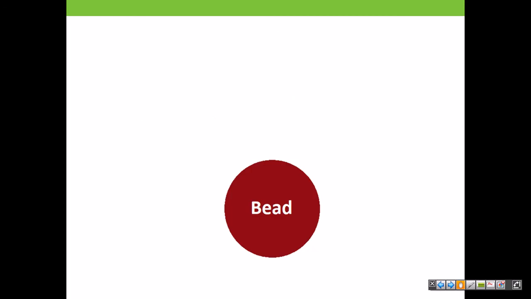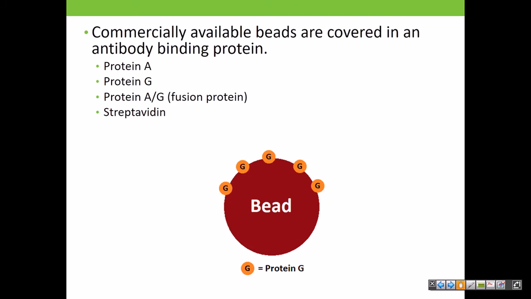Okay, so what does the IP look like? Hopefully my paint drawing skills are on display. So here we have a bead, typically made of sugar or acrylamide resin, and from there, companies typically sell them in either magnetic or non-magnetic forms, doesn't matter, whichever one you work with is fine, but these beads will come pre-coated by the company with an antibody binding protein.